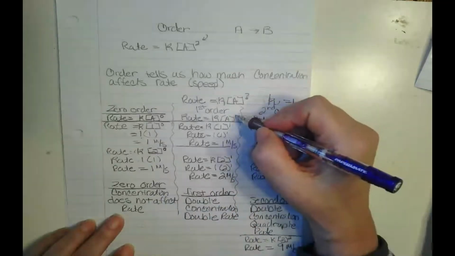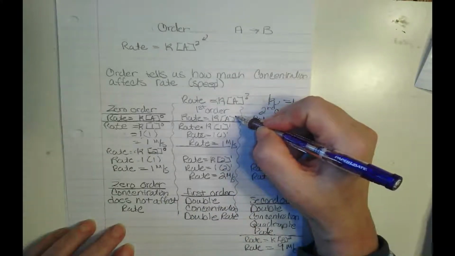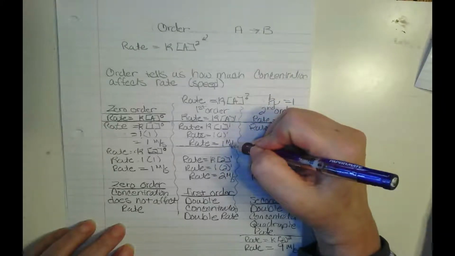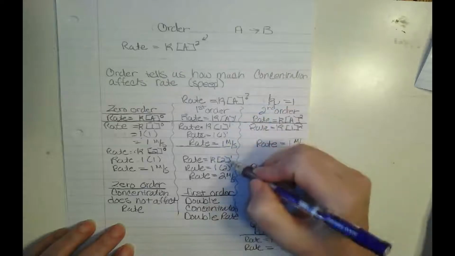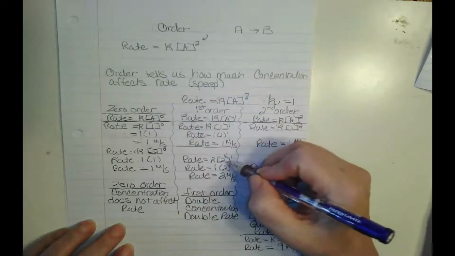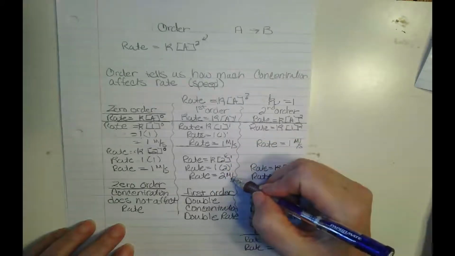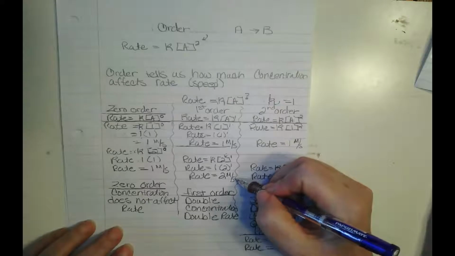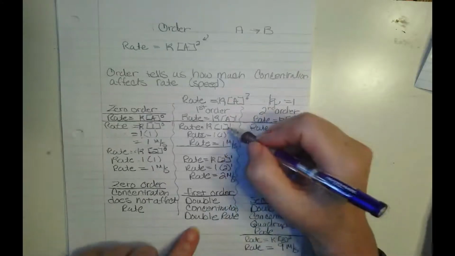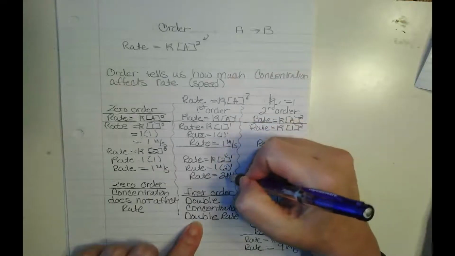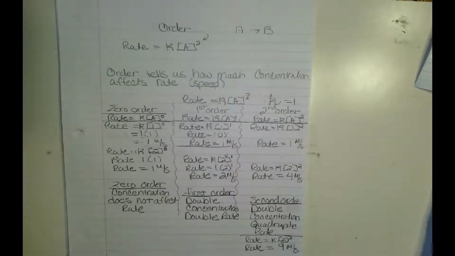Let's look at what happens if A is to the first order. So here I put in my 1 molarity, and my k is 1. So 1 times 1, I get a rate of 1 molarity per second. Let's double that concentration to a molarity of 2. Okay, so 1 times 2 to the power 1 gives me a rate of 2 molarity per second. So for first order, I doubled my concentration 1 to 2, and my rate also doubled 1 to 2. So in a first order reaction, if you double something and it doubles, it is going to be first order.